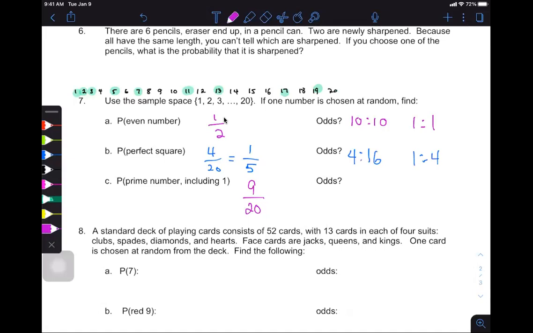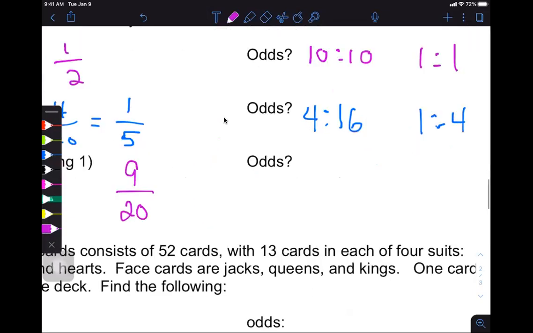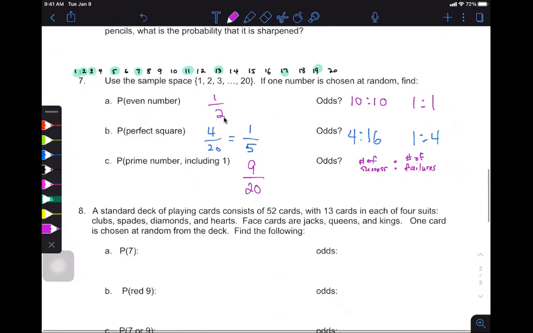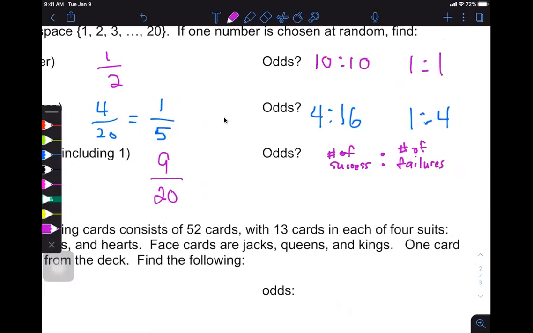I'm sorry, this part confuses me. Okay. So our odds is going to be the number of successes, and then you put a colon, and on the other side you have the number of failures. So if we look at a prime number, it's successful if it's a prime number. How many prime numbers were there? 9. Good. If there's 9 numbers out of the 20 that are successes, how many are failures or non-prime numbers? 11, perfect. And that's it. That's all you have to do for the odds. So those two numbers would be your reduced total.